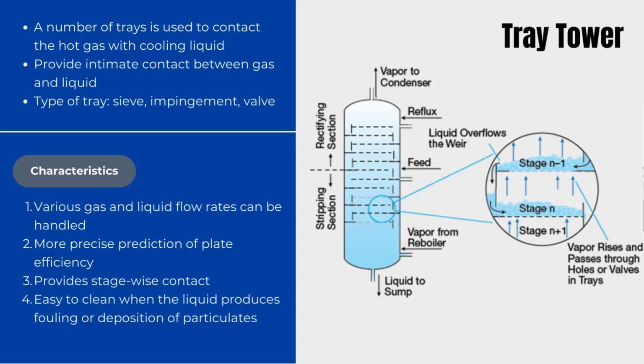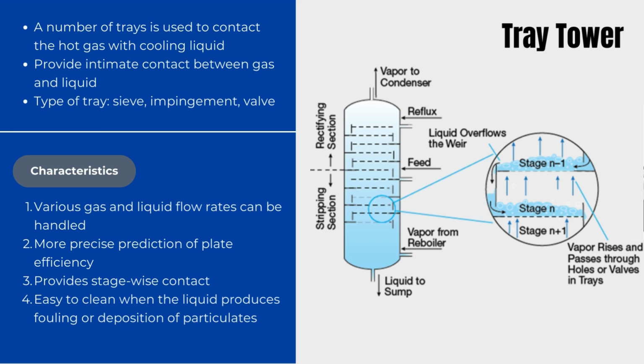From the diagram, we can see that the liquid is entering at the middle of the column and flowing along the surface of the stages, which are the trays of the column. In the meantime, when the vapor enters from the bottom of the column, it will rise and pass through the holes or valves in the trays. This process provides an intimate contact between the gas and liquid, which enables the adsorption process to occur.